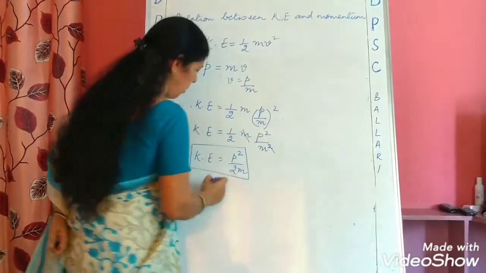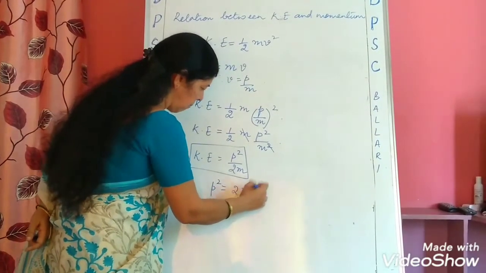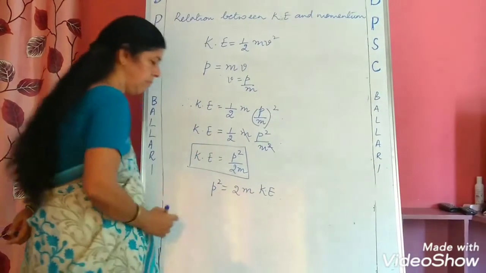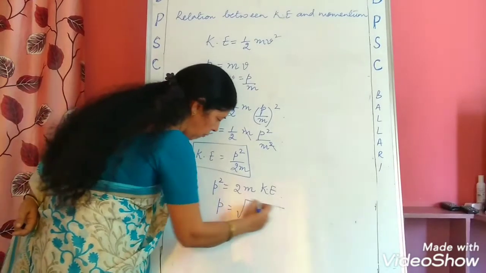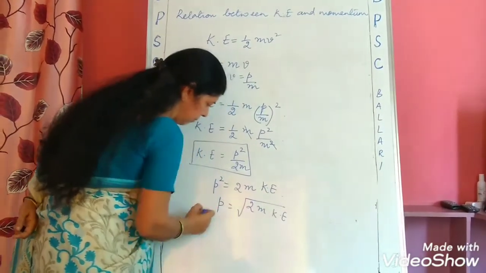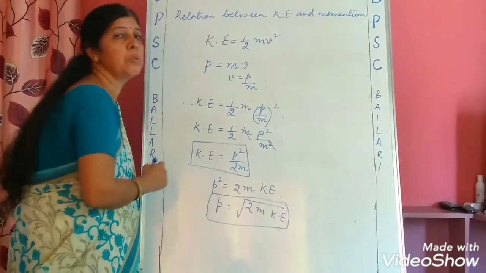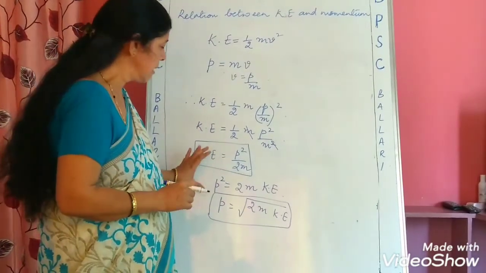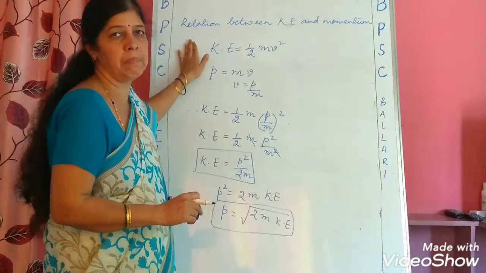Now here p square will be equal to 2m into kinetic energy, or you can write p is equal to square root of 2mK. So these are the two important formulae you have to remember. This is the relation between kinetic energy and momentum.